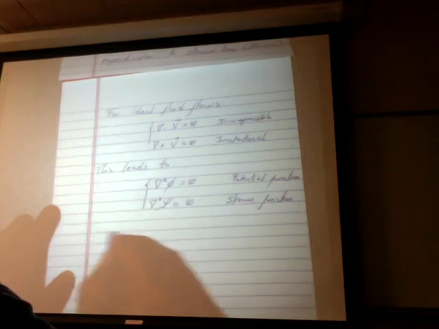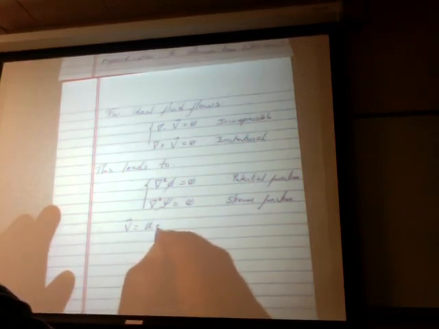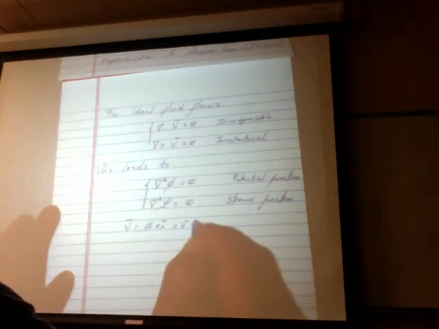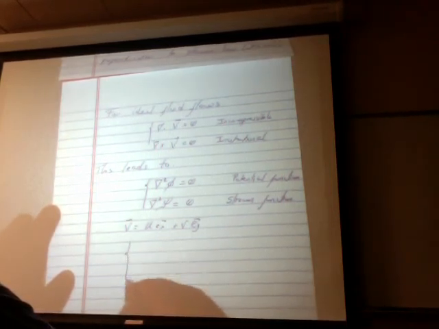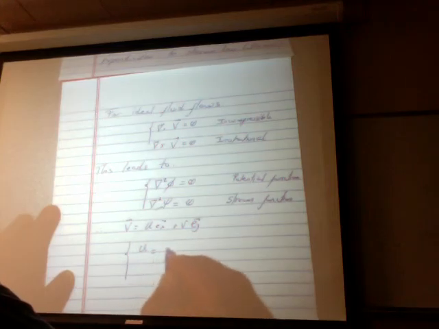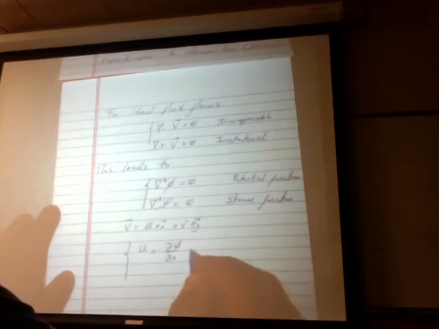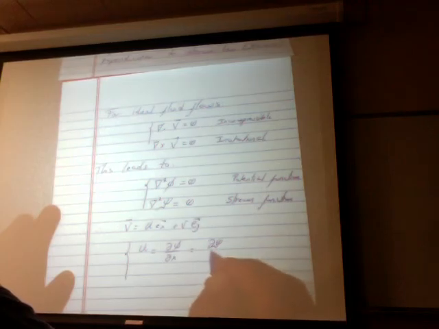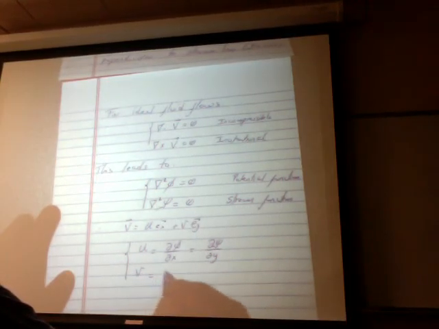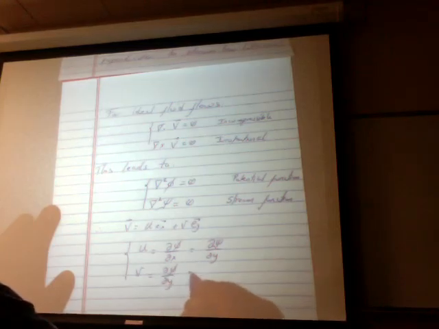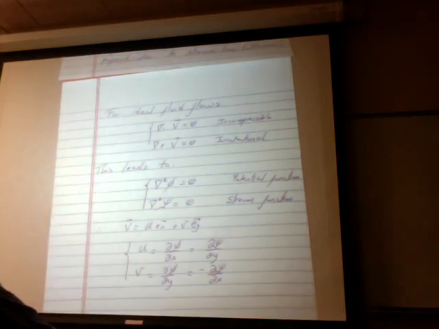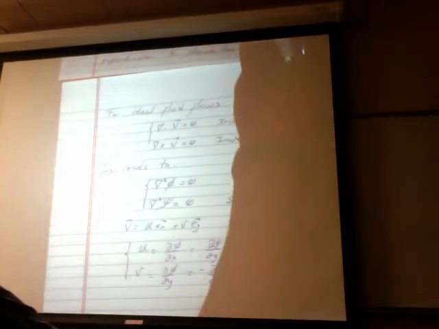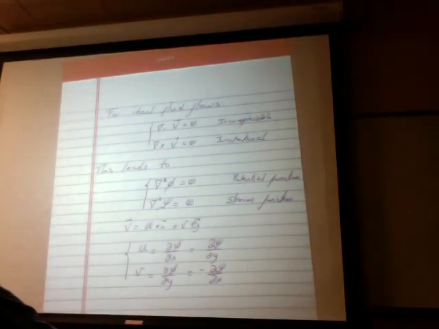Such that V is equal to u in the x direction plus v in the y direction as the components, and u is defined as d phi dx, or u is defined as d psi dy, and v is defined as d phi dy, or minus d psi dx. And that's it. So this is in summary what ideal fluid flows are.